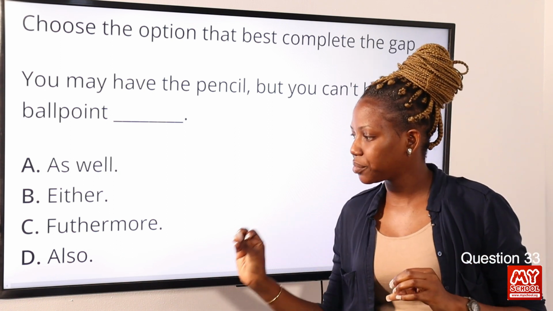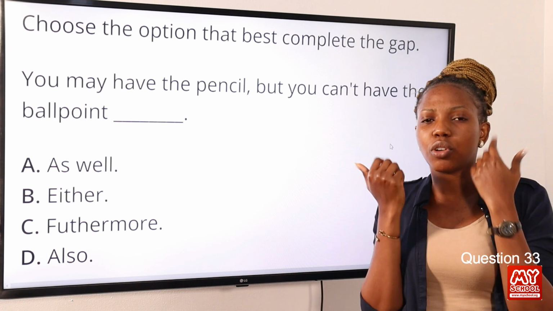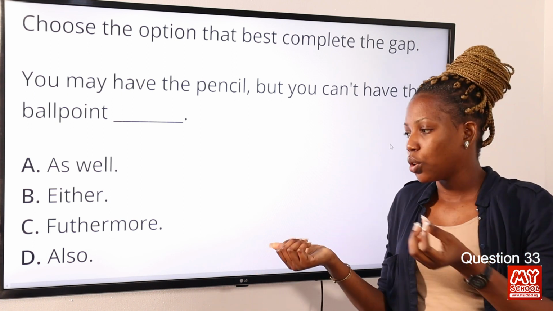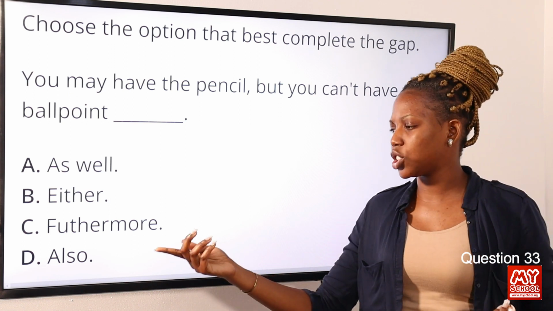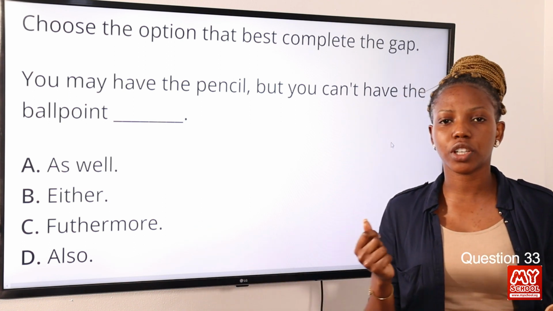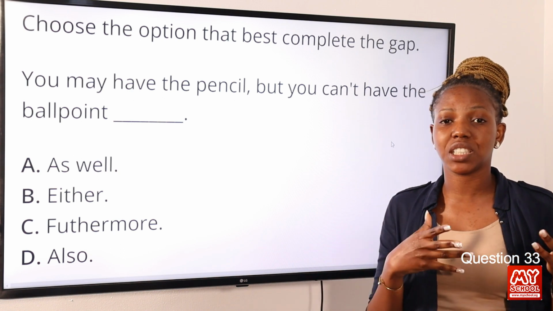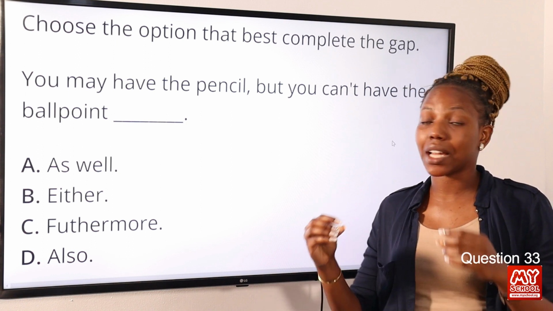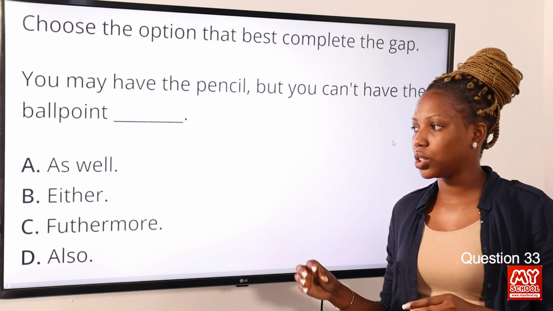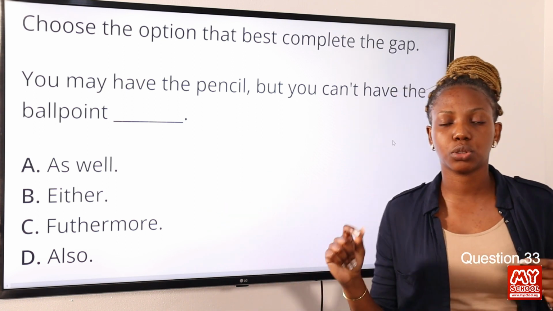Option C, furthermore, is used to introduce a new point in an argument or a new consideration in an argument, more like in addition to. Option D, also, is used to connect two things, but it can appear at the beginning and in the middle of a sentence, not at the end. So it appears at the end of a statement with as well, and so option A is the correct answer to this question.